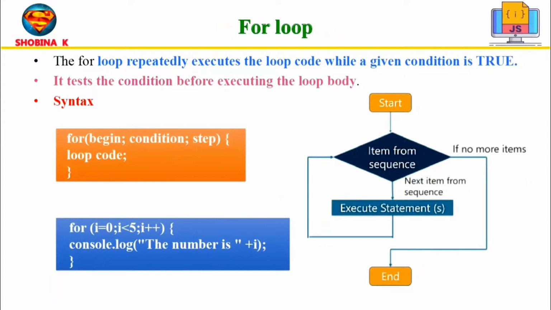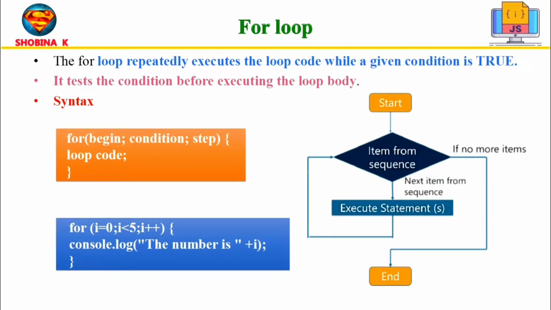A for loop is used to repeat a specific block of code a known number of times. Here is the syntax for the for loop. The for statement creates a loop with 3 optional expressions. From the syntax, the begin statement is executed one time before the execution of the loop code. The condition defines the condition for executing the loop code. The step statement is executed every time after the code block has been executed.